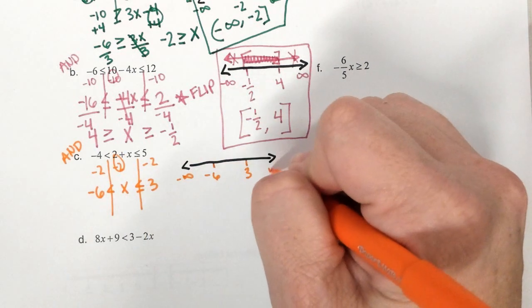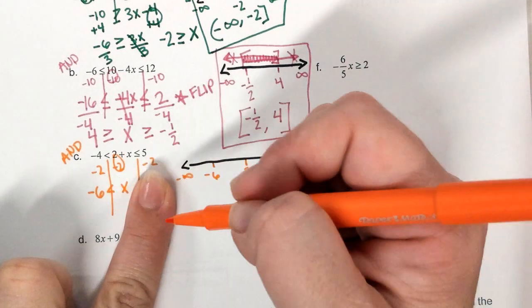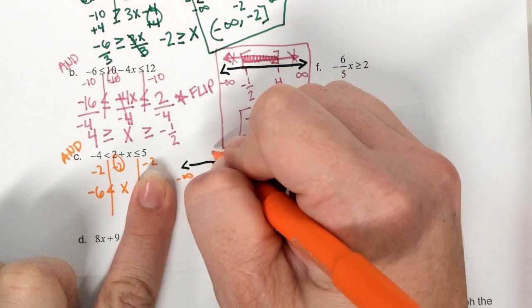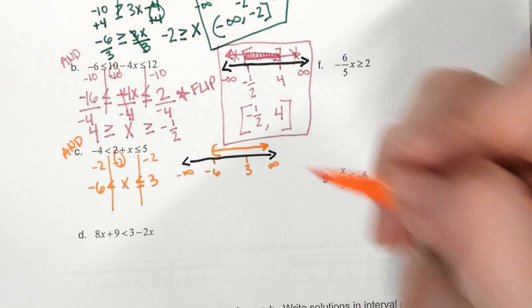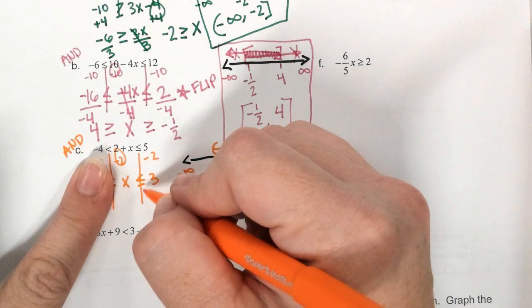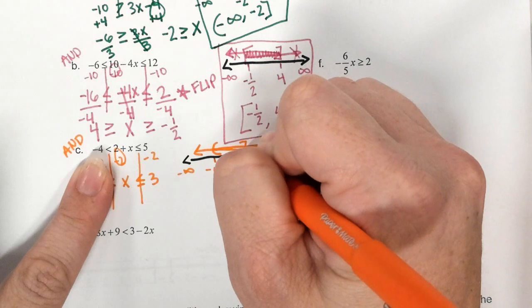Negative infinity, positive infinity. Okay, again, reading it backwards. The alligator is eating the x, so x is bigger than negative 6. Bigger is the same thing as greater, which goes to the right. And it's not equal to, so it gets a parentheses. Here we have x is less than or equal to 3. Less than goes to the left. Equals to gets a square bracket.